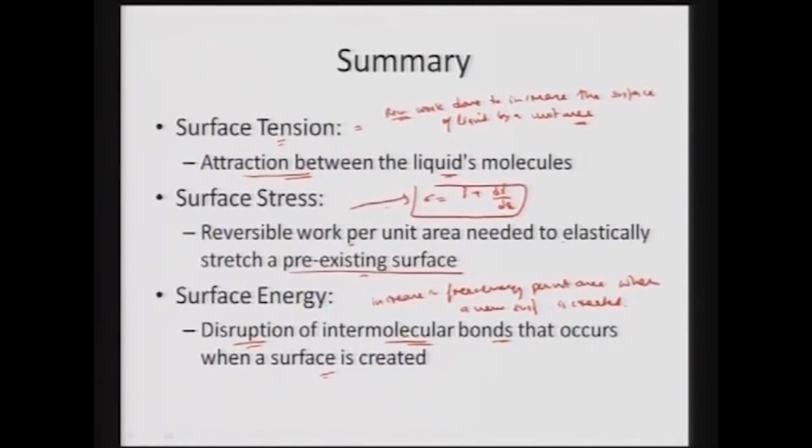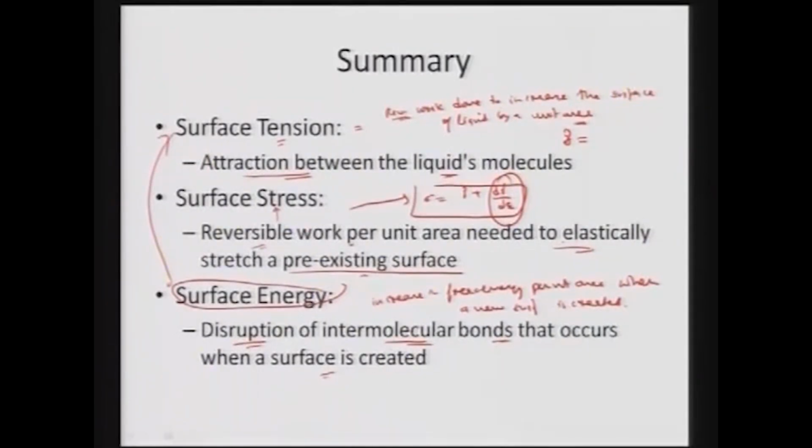So we can say that surface stress is equal to gamma plus d gamma by d epsilon, and that is nothing but the surface stress. Surface tension is basically equivalent to surface energy when we talk about liquids, because in liquids the d gamma by d epsilon term is totally absent. So the reversible work per unit area is needed to elastically stretch a pre-existing surface. We take a pre-existing surface and then elastically stretch it.